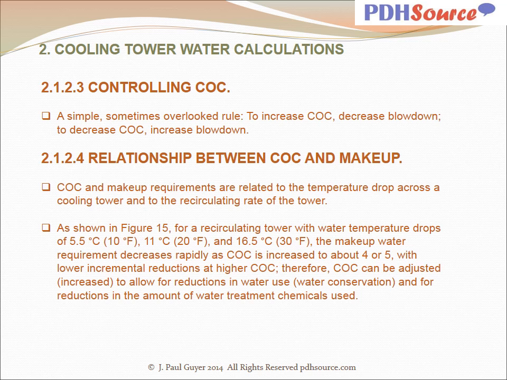The relationship between COC and makeup. COC and makeup requirements are related to the temperature drop across the cooling tower and to the recirculating rate of the tower. As shown in figure 15, for a recirculating tower with water temperature drops of 10 degrees Fahrenheit, 20 degrees Fahrenheit, and 30 degrees Fahrenheit, the makeup water requirement decreases rapidly as cycles of concentration is increased to about 4 or 5, with lower incremental reductions at higher COC. Therefore, COC can be adjusted, increased, to allow for reductions in water use, water conservation, and for reductions in the amount of water treatment chemicals used.